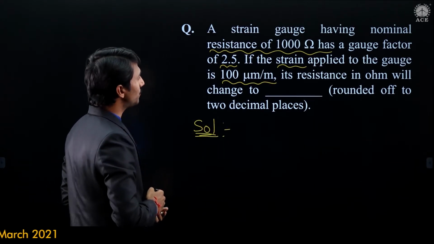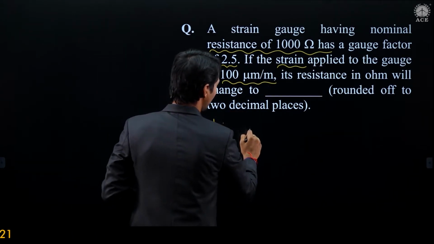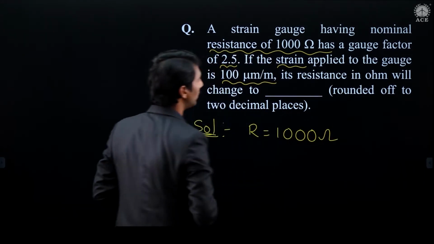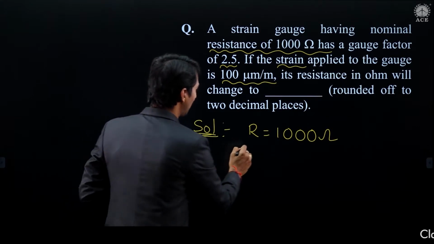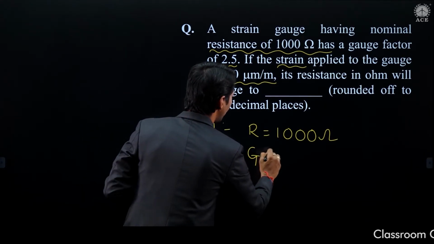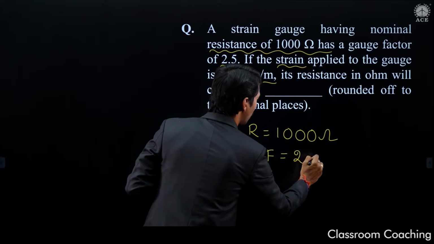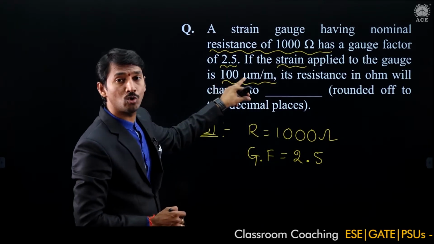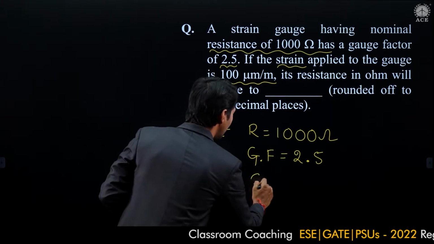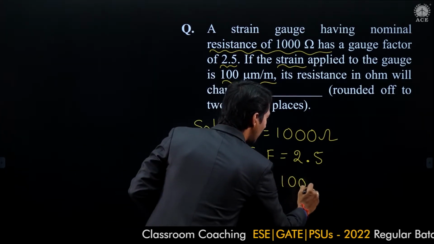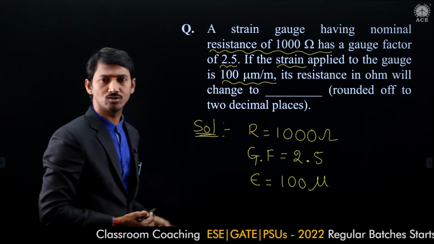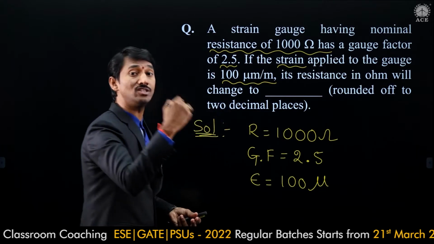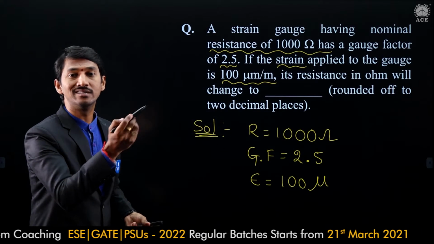Sir, what is the nominal resistance value? 1000. So R value is 1000 ohm. What is the gauge factor? Gauge factor of 2.5. Strain, how much? 100 micrometer per meter. So simply strain is 100 micro, no unit. And the resistance in ohm will change to.